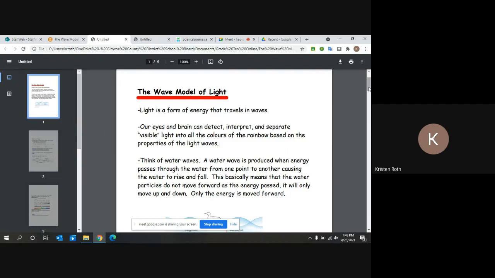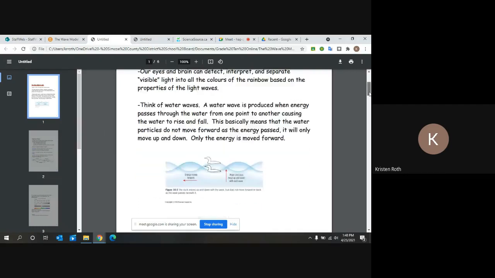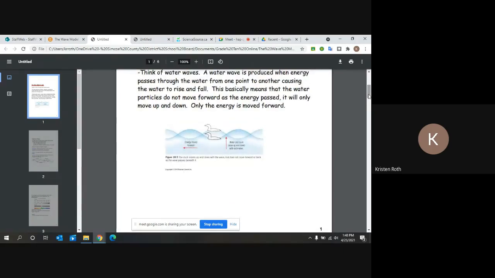So a water wave is produced when energy passes through the water from one point to another, causing the water to rise and fall. So this basically means that the water particles do not move forward as the energy passes. They will only move up and down. Only the energy is moved forward. Okay, so it's that energy. So there's the little picture there. So you have the duck that's moving up and down with the wave as the energy is moving forward. And then the duck moves up and down with each wave.